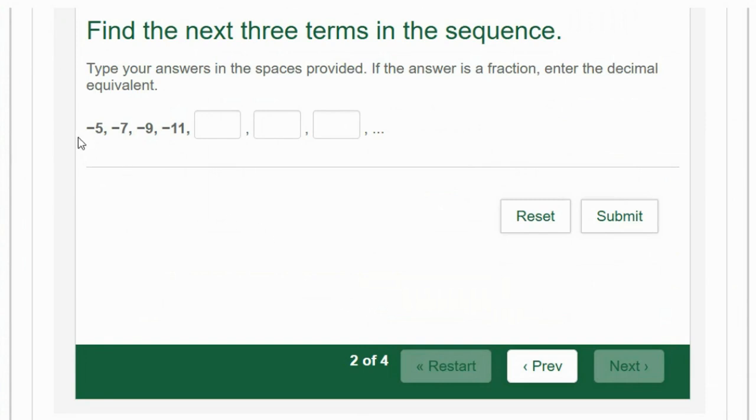It's counting by negative 2s, right? So negative 5, negative 7, negative 9, negative 11, negative 13, negative 15, negative 17. Perfect.